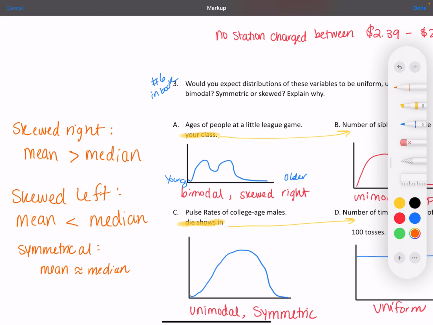I don't think stats is my class, guys. I can teach you. I'll show another one in a second. Only worry about the middle and the right side. If the middle's higher than the right side, then it's skewed right, unless the left side looks like the right side. Okay, symmetrical, mean is approximately equal to the median. That's the other one I just added.